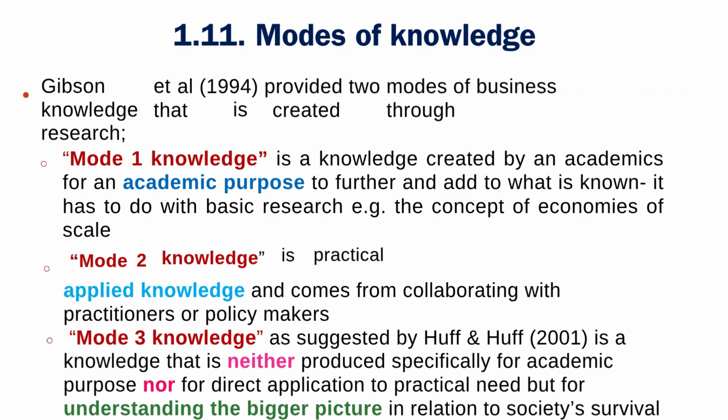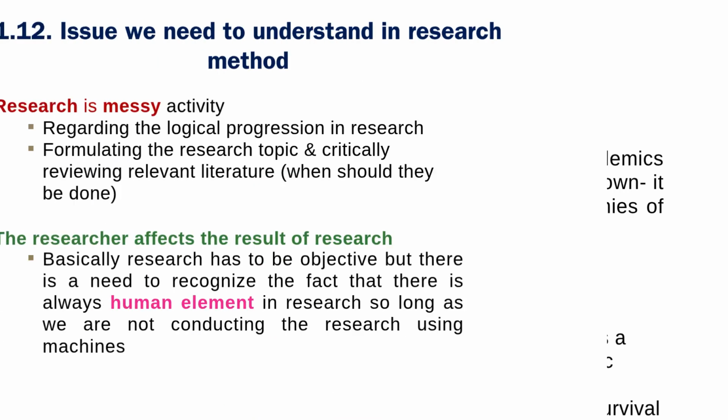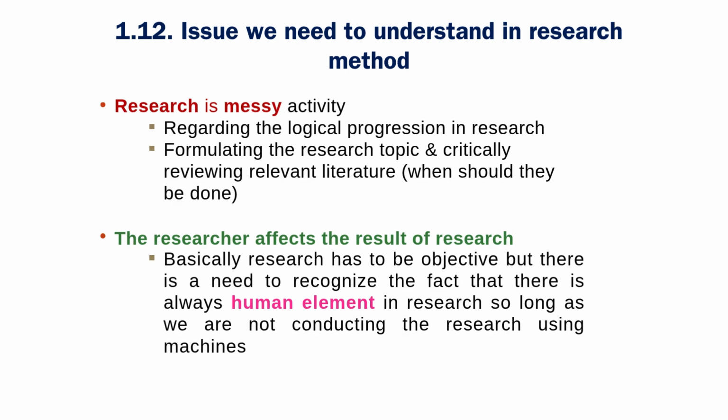Mode 3 knowledge, as suggested by Huff and Huff, 2001, is knowledge that is neither produced specifically for academic purpose nor for direct application to practical need, but for understanding the bigger picture in relation to society's survival and the common good. Issues we need to understand in research method.